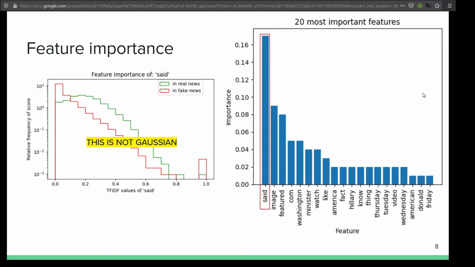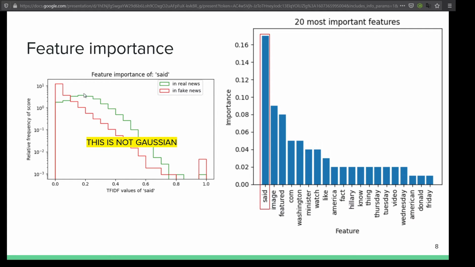We looked at some of the important words that the models were using to make their determinations about what news stories were real or fake. This is the results from the random forest. You can see that "said" is the most important word by far. So we looked at the distribution of the TF-IDF values of "said" to see if there really was a difference between the fake news and the real news.